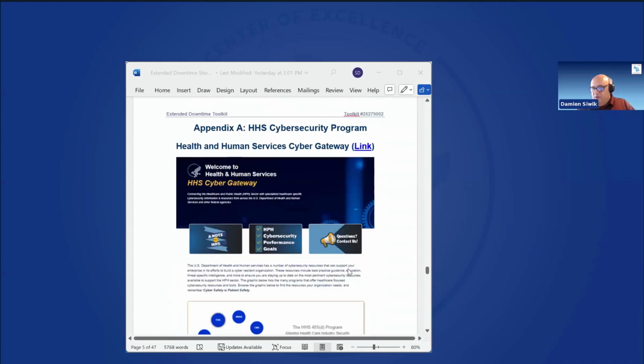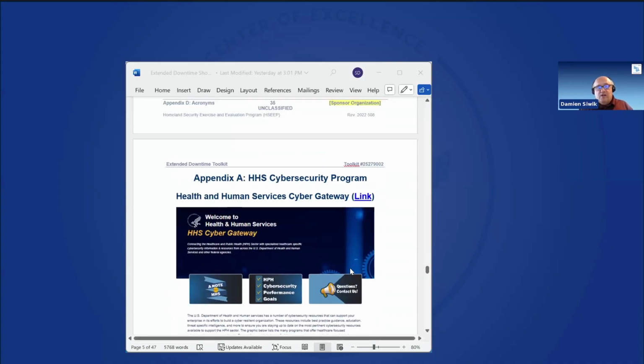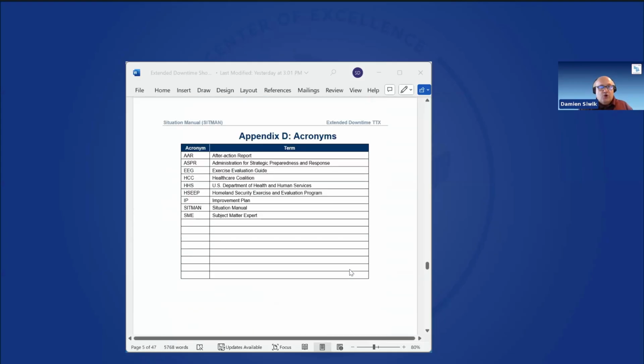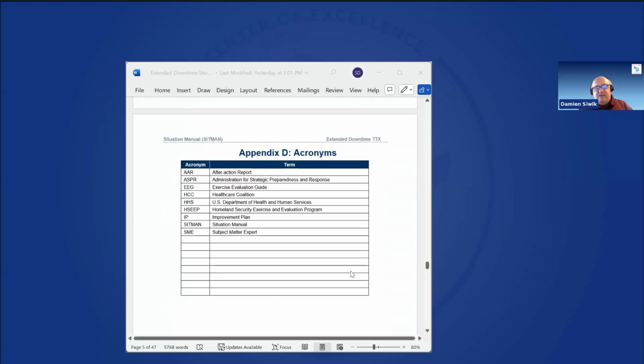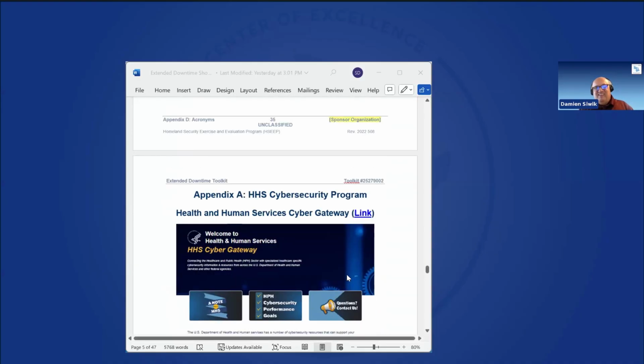So I'm just going to cruise, and we're getting there on time. I'm going to cruise through real quick some appendices in the overarching toolkit. I do want to call out one little odd quirk in our toolkit, in that this Appendix D is the last appendix of the situation manual for the tabletop exercise, and then we jump into an Appendix A of the larger toolkit in and of itself.